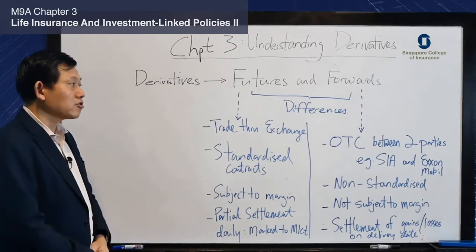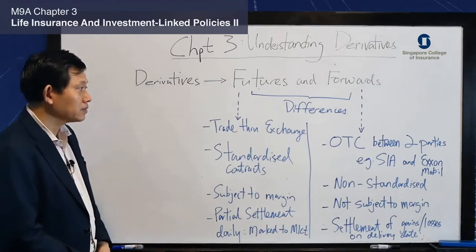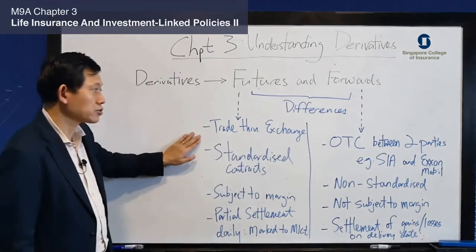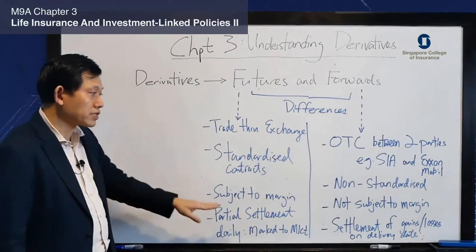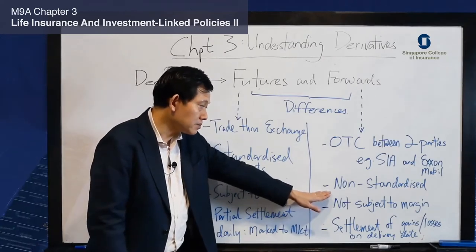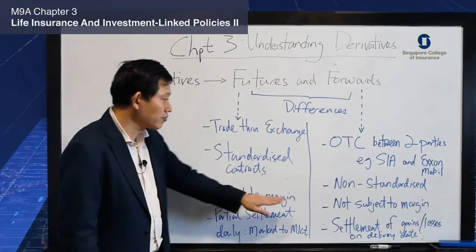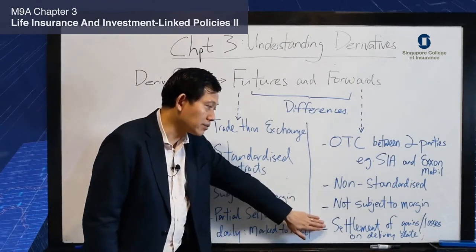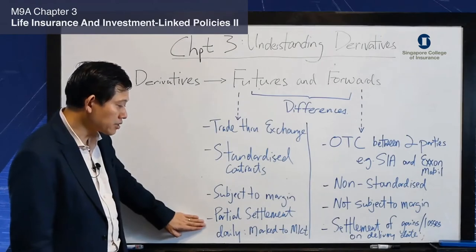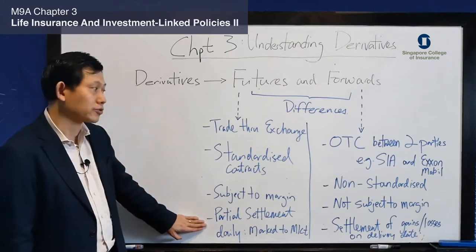These are the differences between forward and future. Let's go through some of the common questions that will be tested on you. A forward contract is between two parties, it trades over the counter, whereas a future trades through an exchange. A forward contract is non-standardized, it's highly privately designed or customized, whereas a future contract is a standardized contract. Forward contracts are not subject to margin because they do a settlement on the delivery date, whereas futures are subject to margin, and there will be partial settlement on a daily basis all the way until the exercise date or the delivery date where the contract ends.